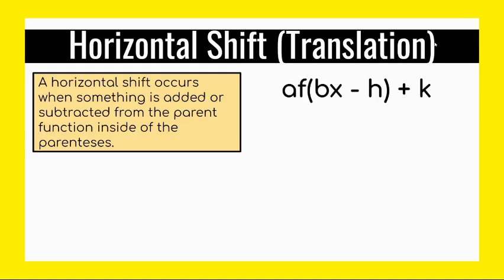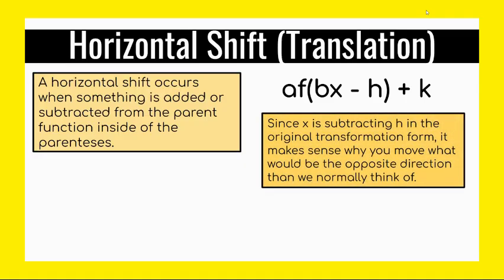So our original function for transformations is a times f of b(x minus h) plus k, where a and k happen to be your vertical transformations. F doesn't really do anything other than tell us it's a function. B happens when we're talking about a horizontal stretch or compression, and then h is the horizontal shift or translation. But if we look at this original function, since x is subtracting h in the original form, the way we think about it is going to be opposite of what we see, because when I'm subtracting h, it's going to change things a little bit, and I'll show you why.